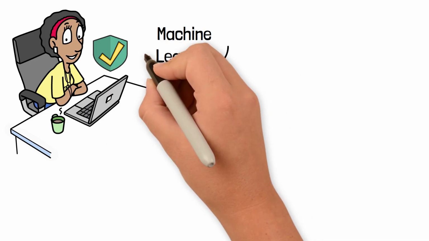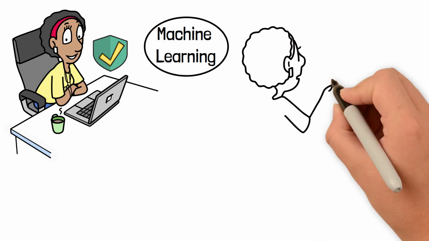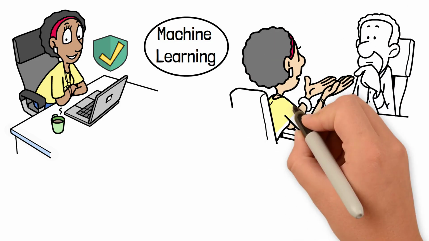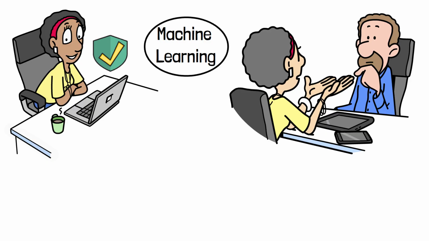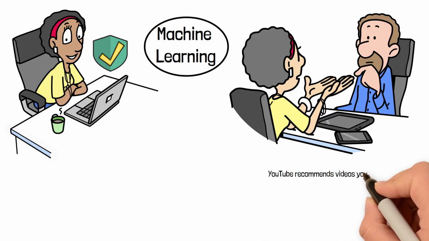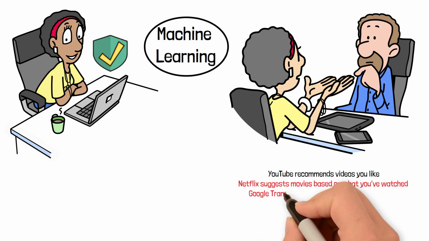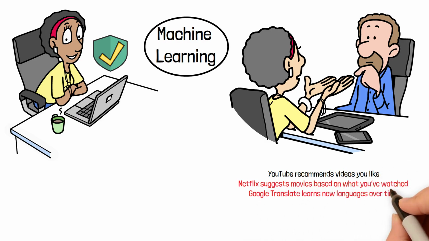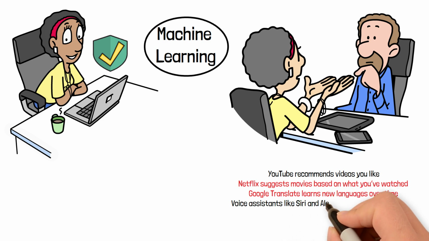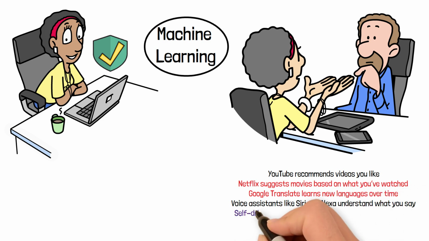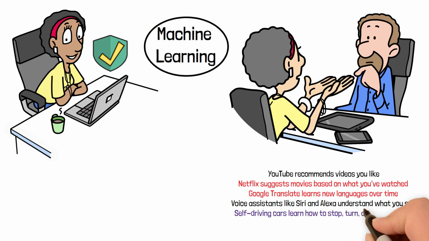Real-life examples of ML. You see machine learning every day, even if you don't notice. YouTube recommends videos you like. Netflix suggests movies based on what you've watched. Google Translate learns new languages over time. Voice assistants like Siri and Alexa understand what you say. Self-driving cars learn how to stop, turn, and avoid people. Even spam filters in your email learn to block junk mail.